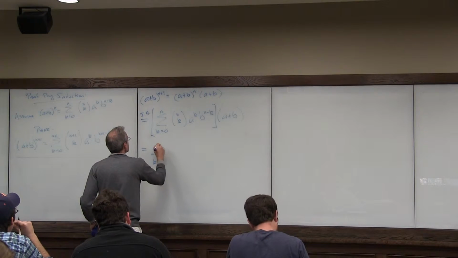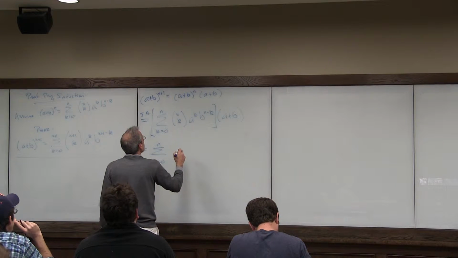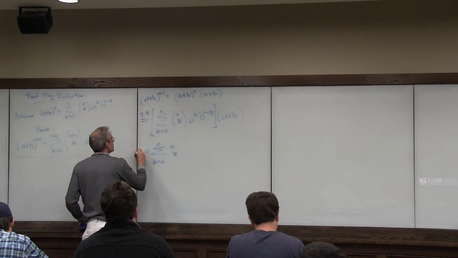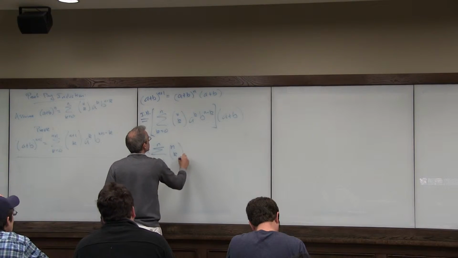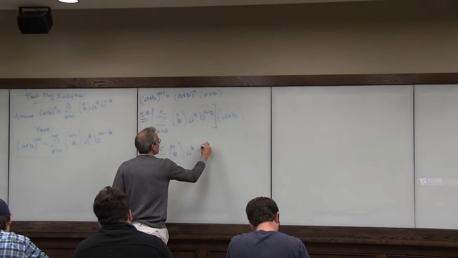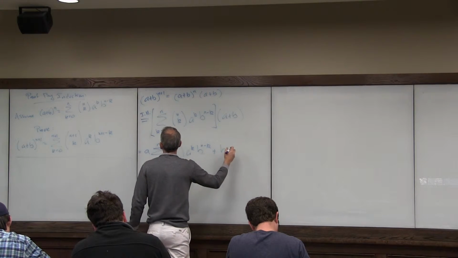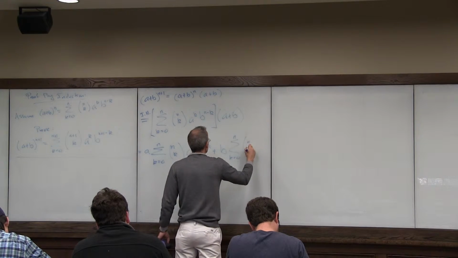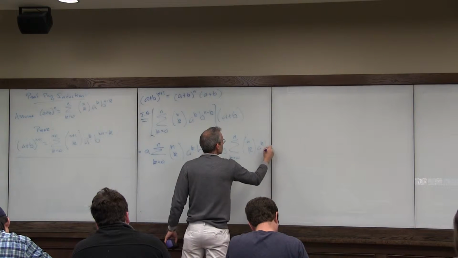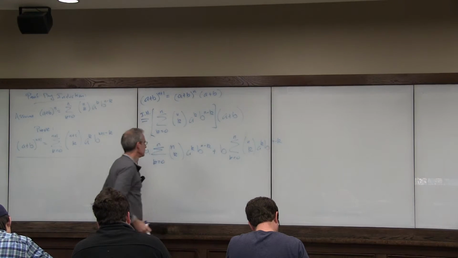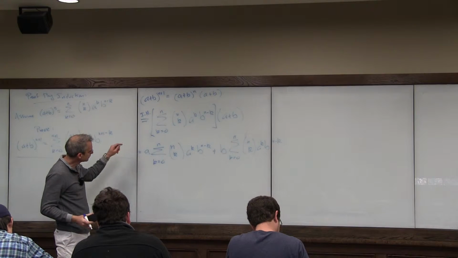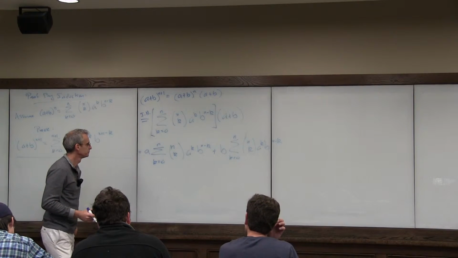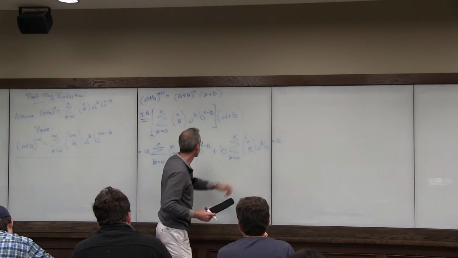The sum from k equals 0 to n of n choose k, and maybe I'll just put my a out in the front here. n choose k, a to the k, b to the n minus k, plus b times the sum from k equals 0 to n of n choose k, a to the k, b to the n minus k. And now we're distributing again. So we're going to distribute this a all the way across here, and then b all the way across there.